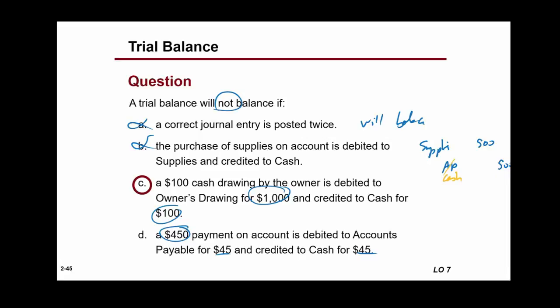cash for 500. For this journal entry, you still have total credits 500, total debits 500. Will the trial balance balance? Yes, because you still have the same amount on the debit side as well as the credit side. So it will balance. As a result, this is not the correct answer.